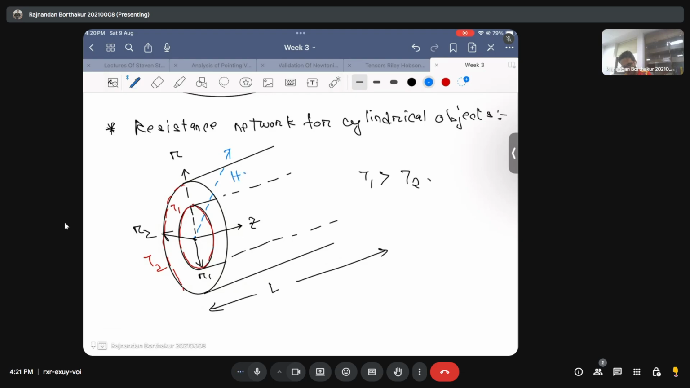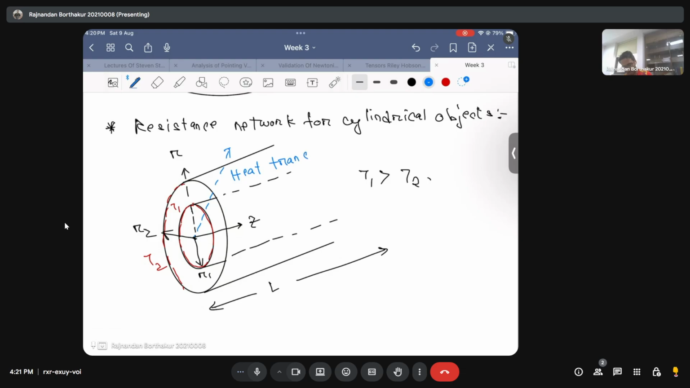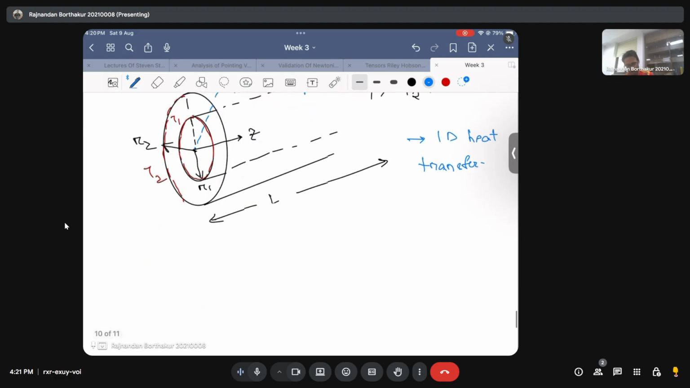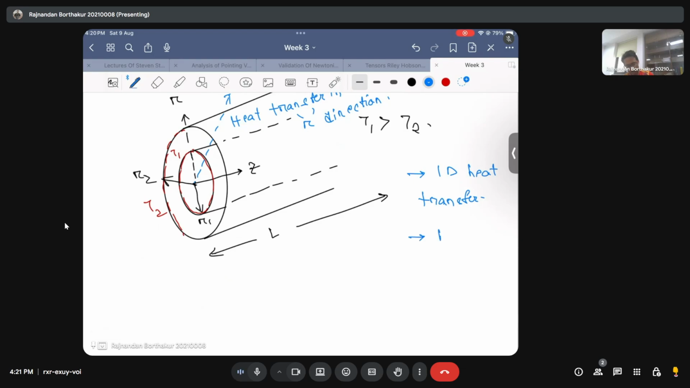So heat transfer in r direction, meaning that your 1D assumption is still valid here. Your 1D heat transfer is still valid. I am assuming constant properties, that is, material properties are constant. And again I am assuming that there is no heat generation.